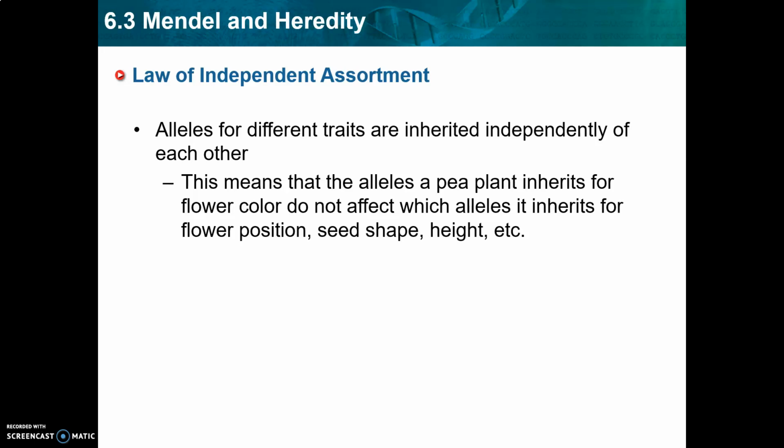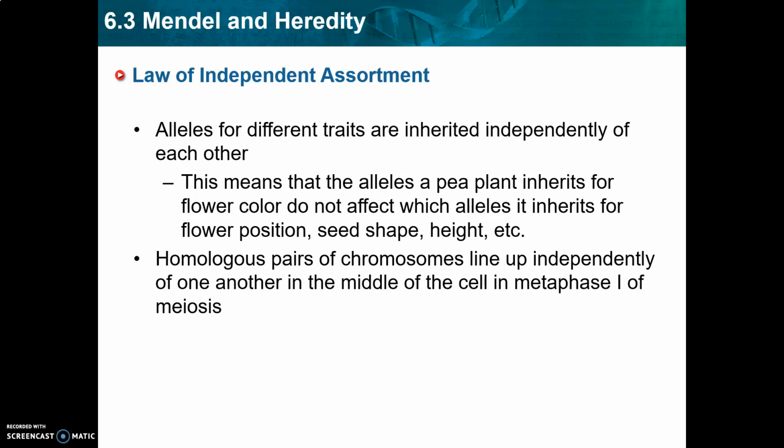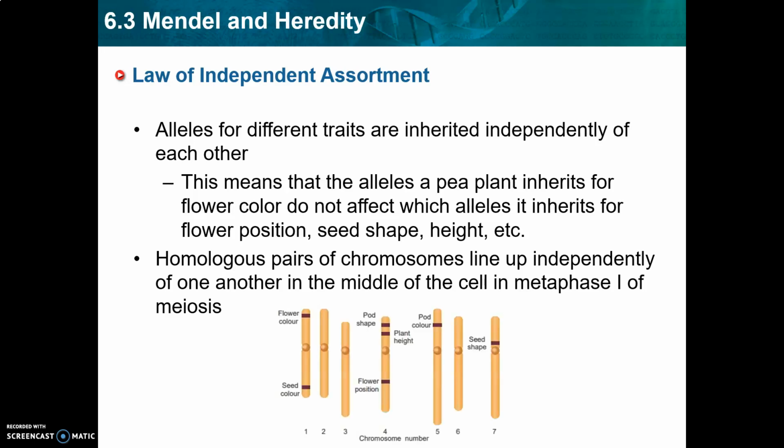Having a dominant allele at one gene position does not affect what kind of allele you will inherit at a separate gene position. This is because of the way the homologous pairs line up in metaphase 1. We will take a look at a picture of that on the next slide just to relate that to the law of independent assortment. But before we do that, let's revisit genes and chromosomes.